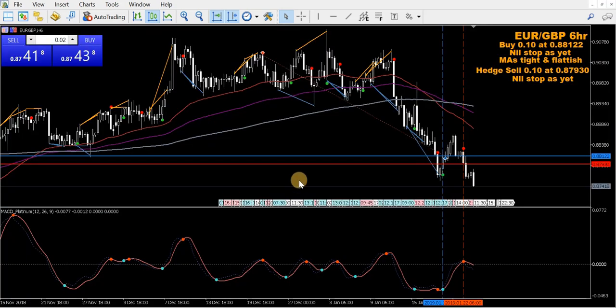Now the problem child, Euro Pound, took the buy in here. You can read my notes. Then it went up nicely. I thought, yes, this is going to be good. I was looking forward to heading up towards these MAs and we'll take some action. But then bang, it went the opposite way quickly.